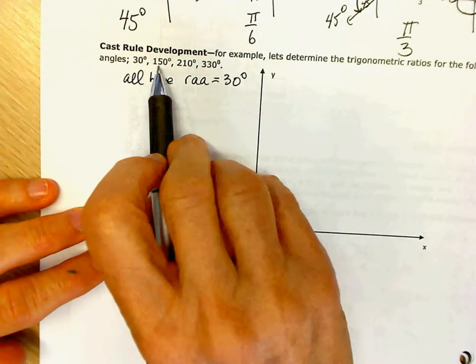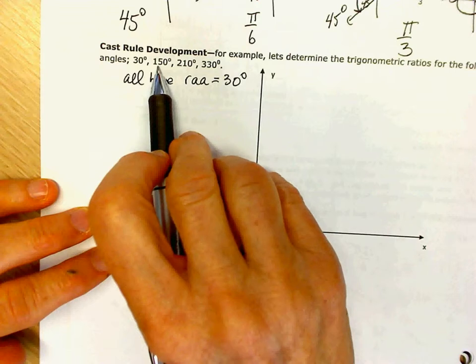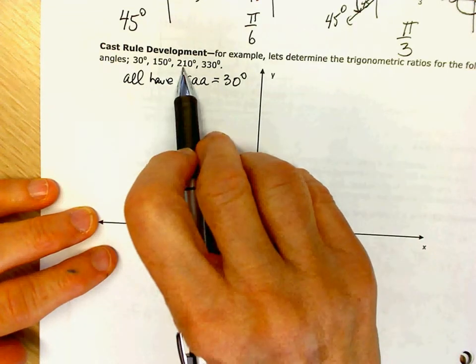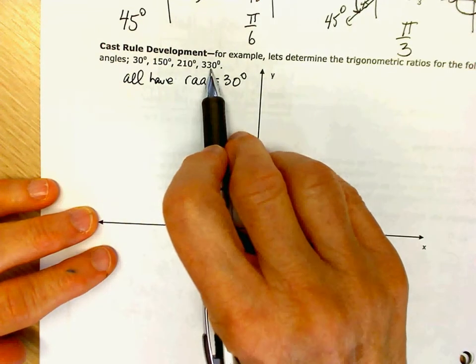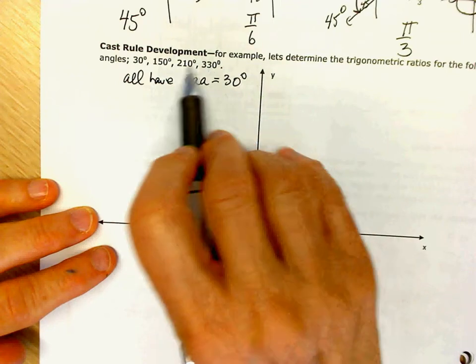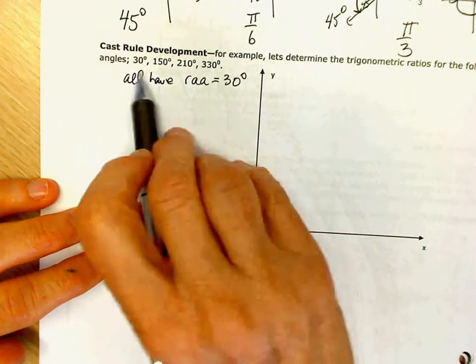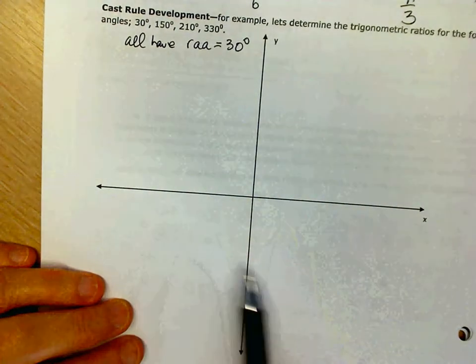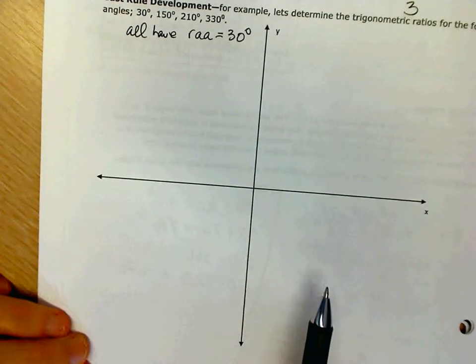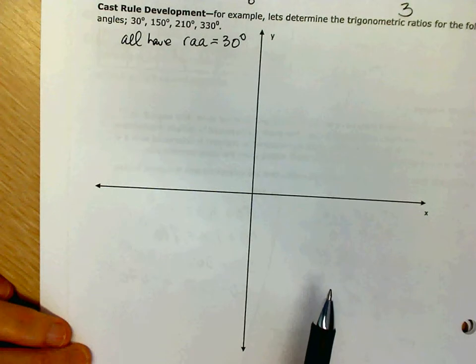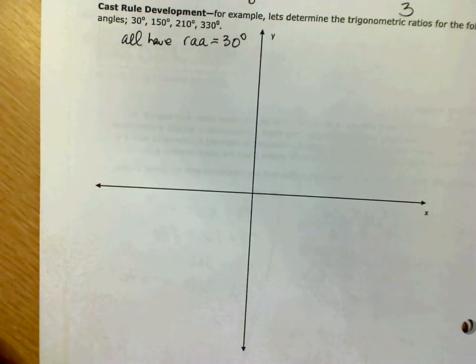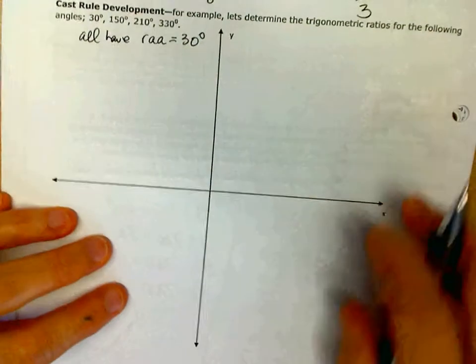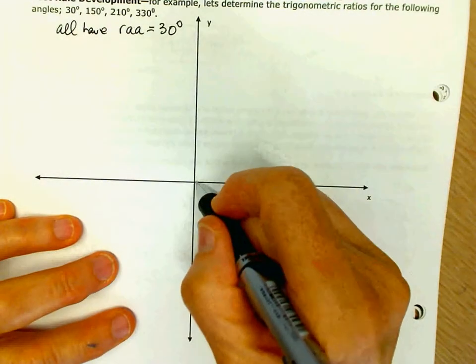This is 180 minus 30 degrees. 180 plus 30 degrees. 360 minus 30 degrees, right? They all have the same related acute angle. So that means all their trig ratios will have the same numerical value, but their sign will be different. So this is what I want to show you, okay? So let's draw, we'll start with 30 degrees.